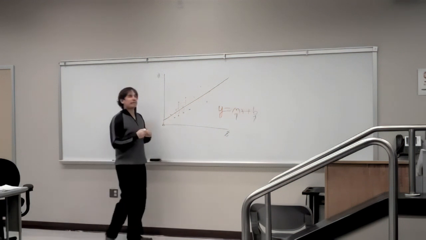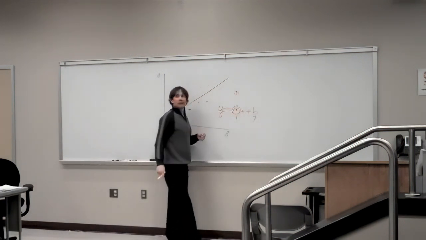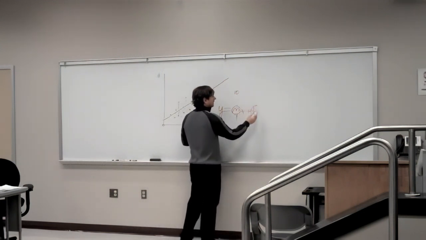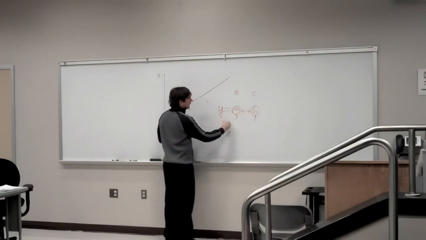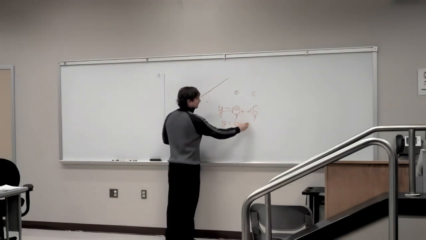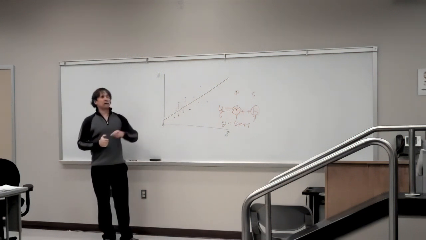So what's going to happen is, we're going to calculate m. Let's say we get 10 when we calculate m. We're going to calculate b. Let's say we get 5. And then we're going to write out the formula. Y equals 10x plus 5. So we're going to solve for m and for b and then plug it into our formula.